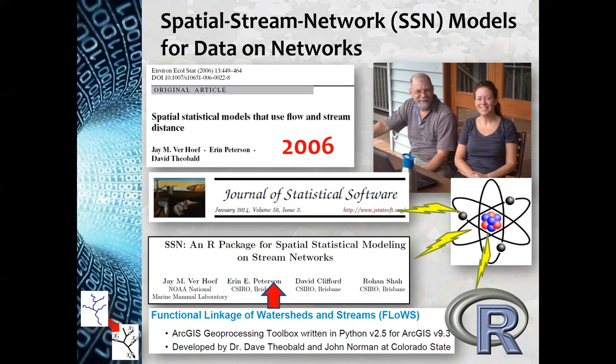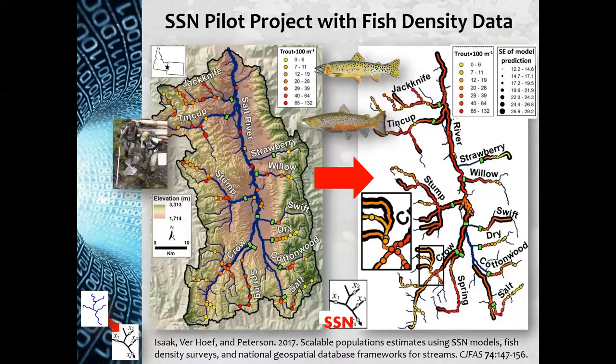These SSN models are developed specifically to account for network topology, the directionality of flow, and also the sorts of spatial autocorrelation issues that pop up in these aggregated data sets. Just out of curiosity to see how well these types of models would work with typical fish survey data sets, we published this paper a few years ago, based on 100 or so electrofishing site surveys in a small river basin on the border between Idaho and Wyoming.